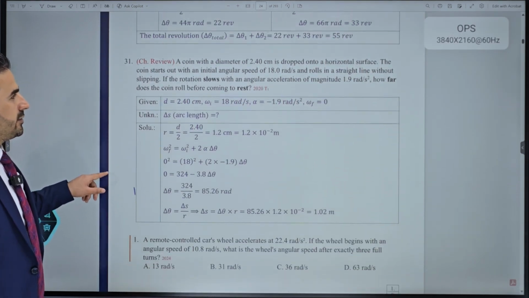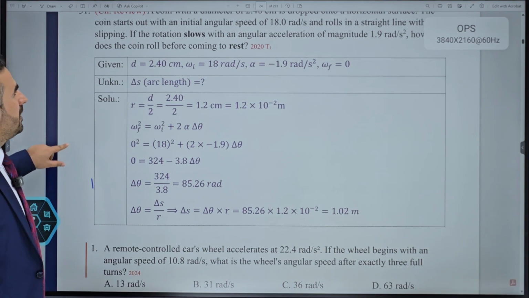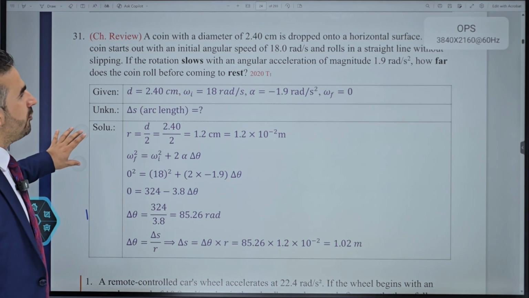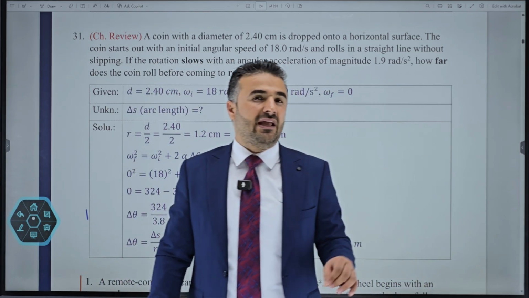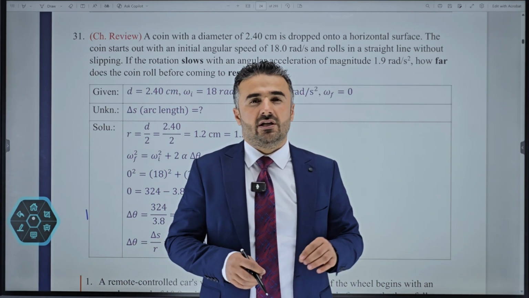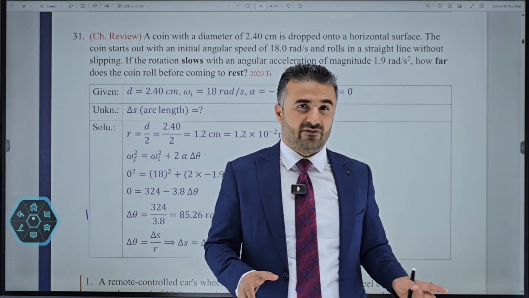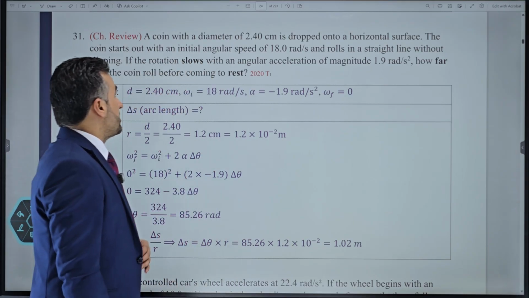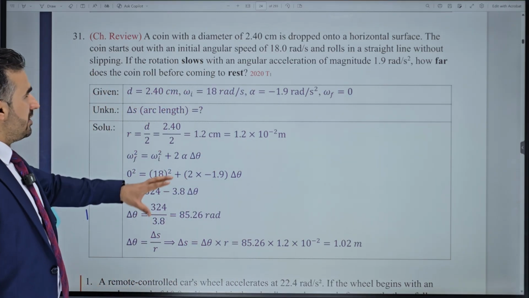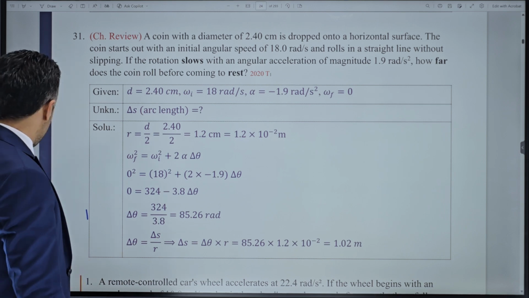Now we have another question which is also interesting here. It says a coin with a diameter of 2.4 centimeter. And the only purpose of the diameter being given is so that we can use that to find the radius. So at any point, if diameter is given, you can use the diameter to find the radius. Okay, so here's what we have. A coin with a diameter of 2.4 centimeters dropped on a horizontal surface.